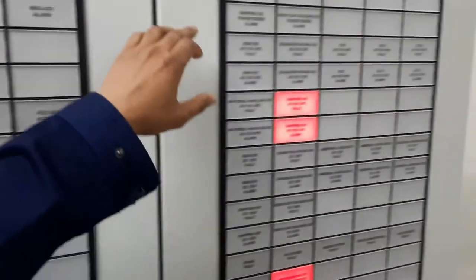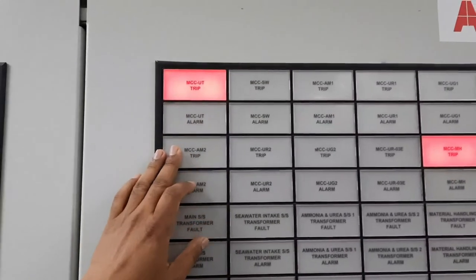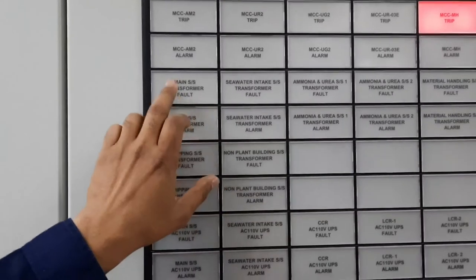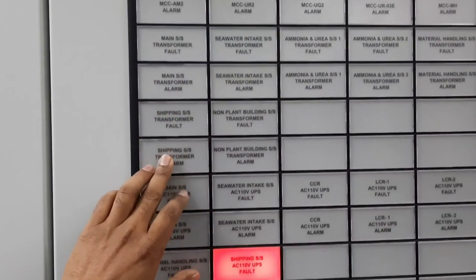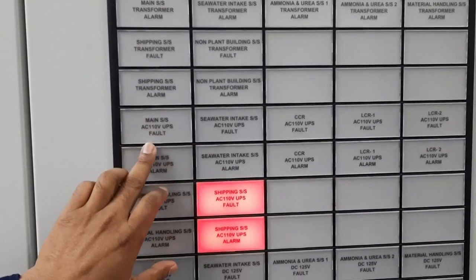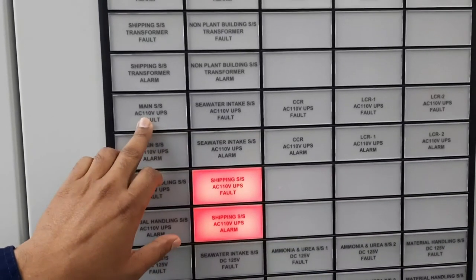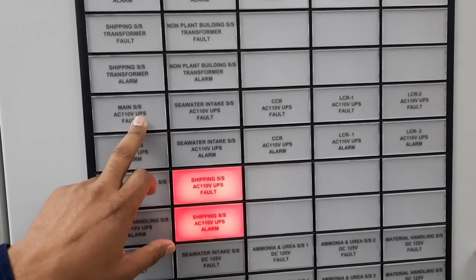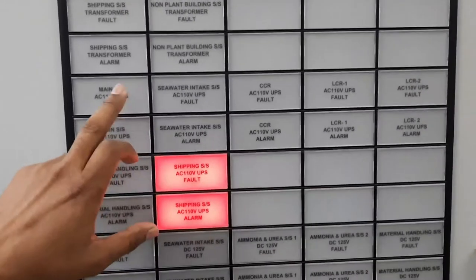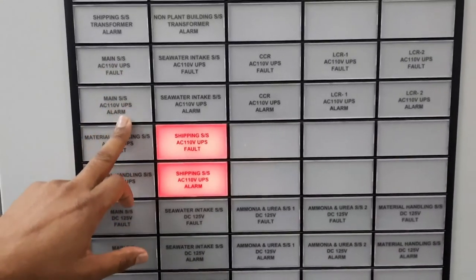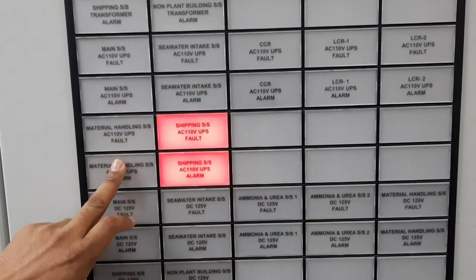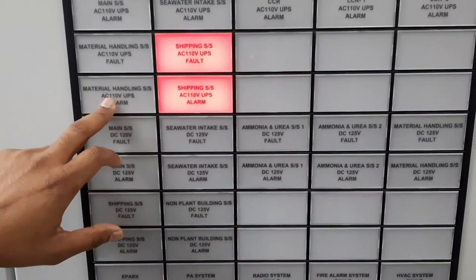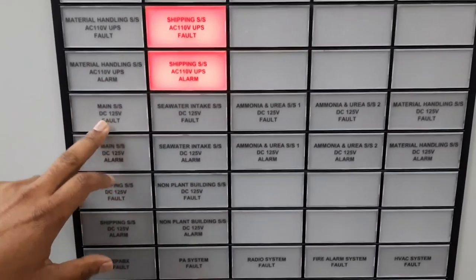So like this, you can see this side. MCC utility trip, okay, MCC, you know, motor control center, main substation, transformer fault, that time also this alarm shows. Okay, shipping transformer, main substation, AC, UPS, UPS meaning uninterruptible power system. If the uninterruptible power system trips, that time alarm comes here. SEC, UPS, material handling. If material handling UPS trips, that time alarm comes here.